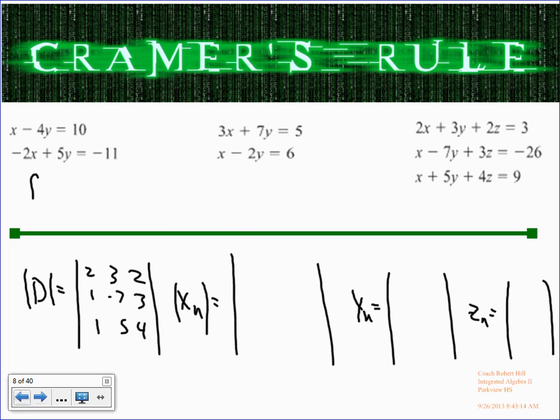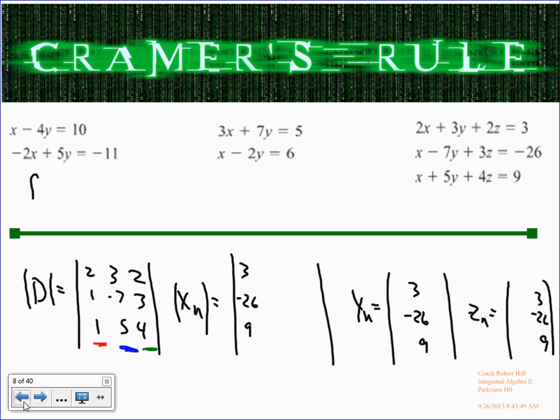All right, so here we go. Define your x column. Take 3, negative 26, and 9, and put in the x value. Define your y matrix. Take 3, negative 26, and 9, and put in for the y's. Z, 3, negative 26, 9, put in for z. Now, these are my x values. These are my y values. These are my z coefficients.